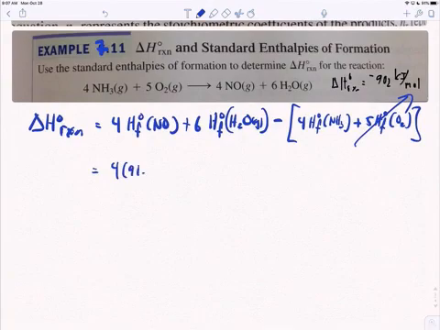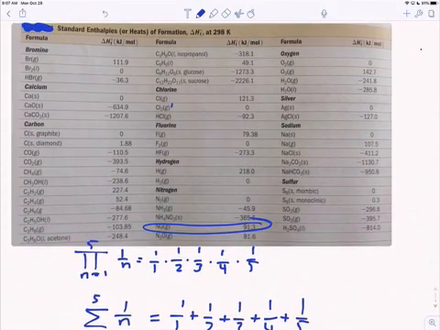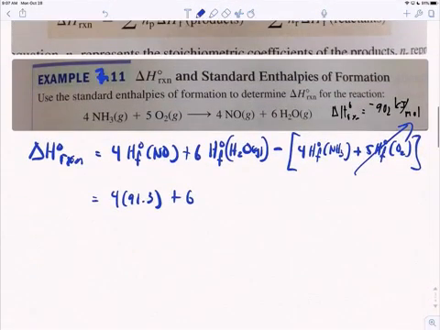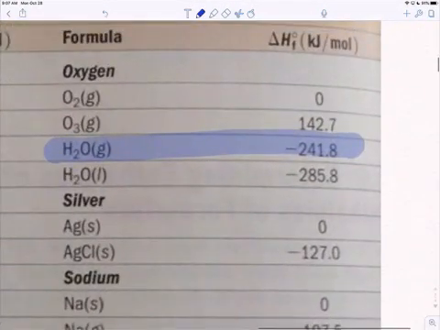4 times 91.3 plus 6 times water, and it's gas, so minus 241.8. And notice that there's gas and liquid. Make sure you have the right state. If you have the wrong state, you have the wrong energy, you get the wrong answer.